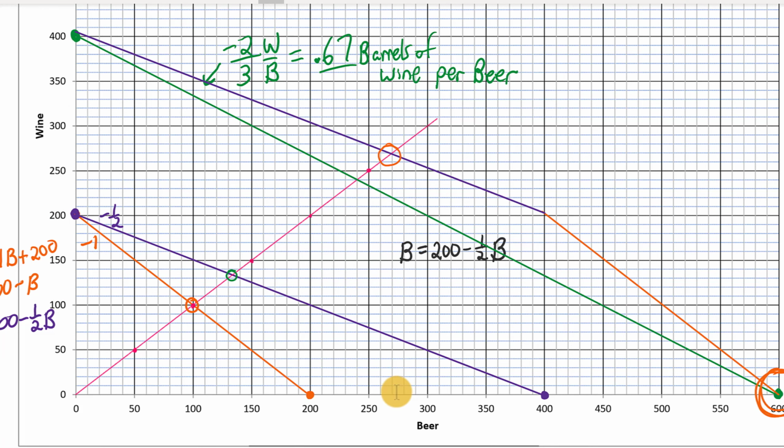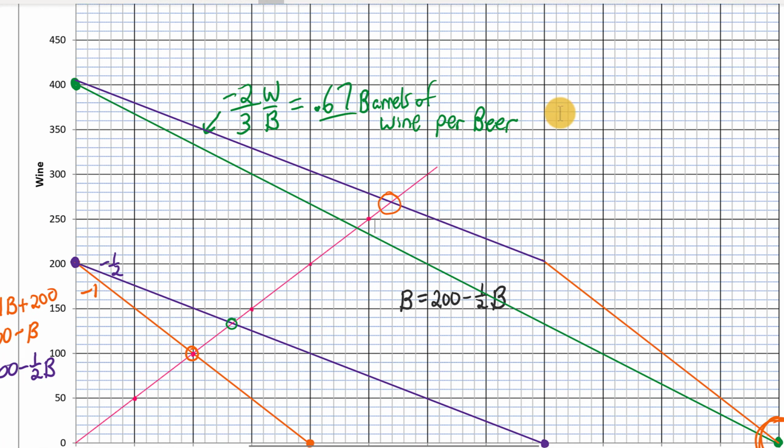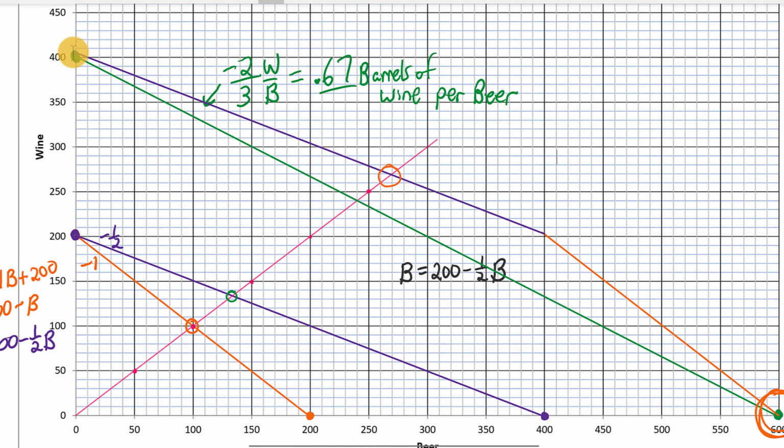Again, we said approximately 270 of each. Let's do the math. What is the equation of this purple line up here going to be? Well, it starts off at 400. That equation is going to be the amount of wine equals 400 minus, what's the slope of the United States' production possibilities frontier again? Minus a half. Okay, 400 minus a half times the amount of beer.